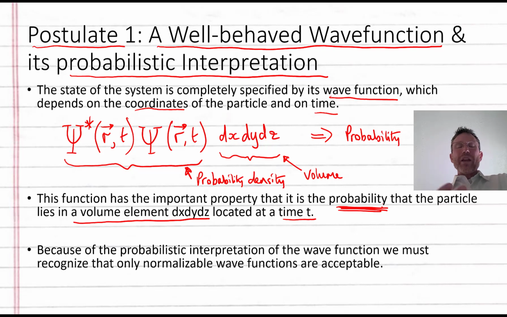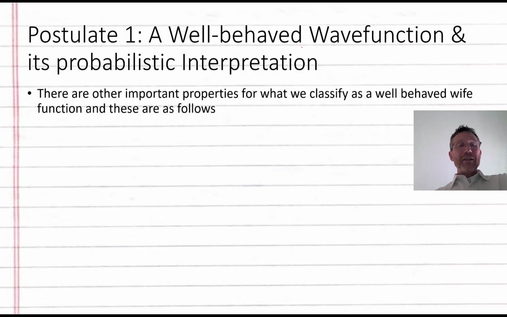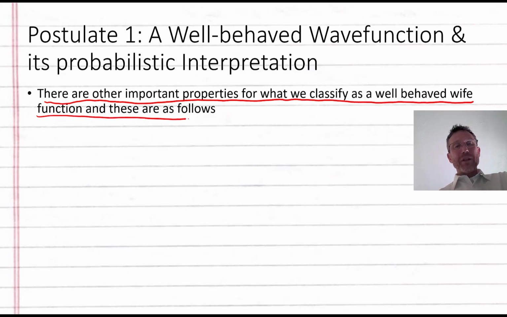So we can move beyond this postulate in the following way. So we're going to turn to this third bullet down here. Because of the probabilistic interpretation of the wave function, we must recognize that only normalizable wave functions are acceptable. So what do we mean there by normalizable wave functions? And also, what do we mean up here if we look at the top? We're talking about these well-behaved wave functions. Well, because of that probabilistic interpretation, there are certain rules associated with the form that that wave function may take. So in this next slide, I'm going to talk about how there are important properties for what we classify as a well-behaved wave function. And these are as follows.